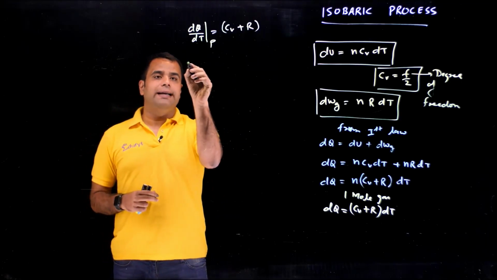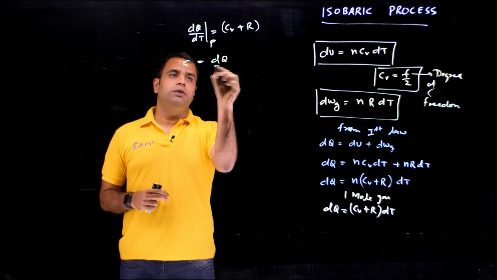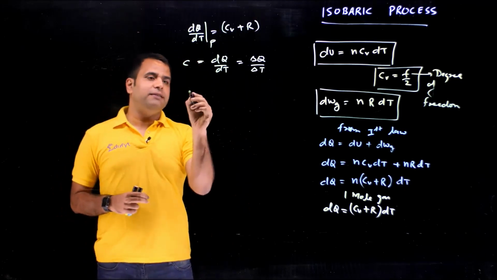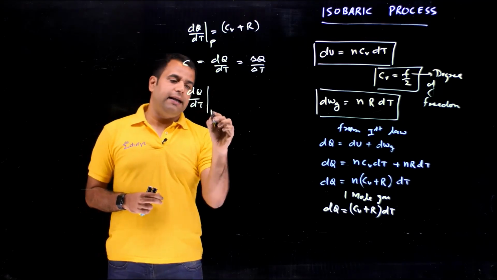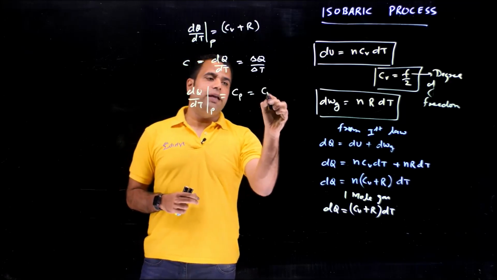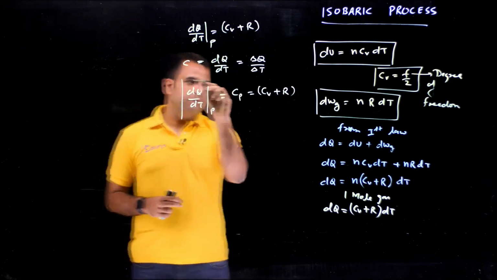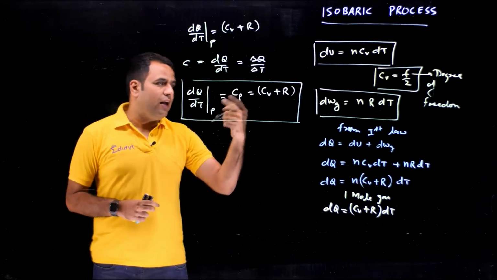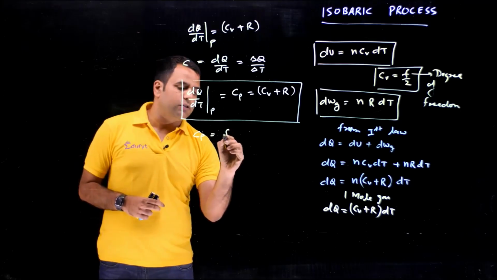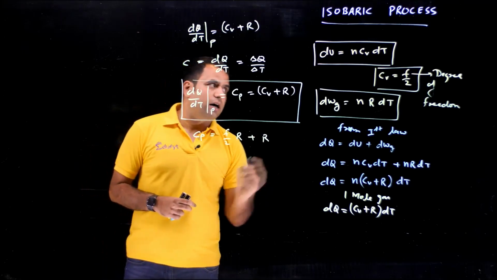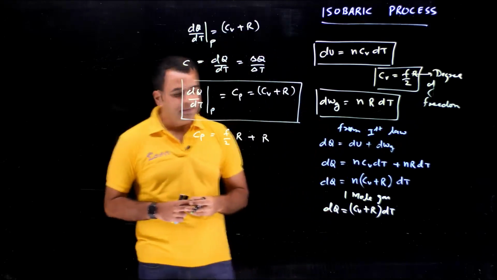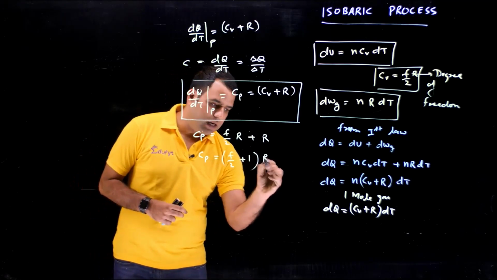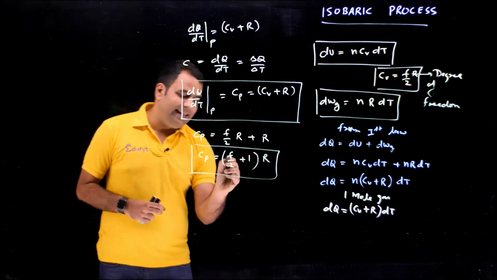So we had a formula for molar heat capacity. The molar heat capacity C was equal to dQ by dT, or we can say delta Q by delta T. So dQ by dT at constant P, we will define as Cp, and that will be equal to Cv plus R. If we write the value of Cv in terms of degree of freedom, Cp will be equal to F by 2 times R plus R. So Cp will become (F by 2 plus 1) times R, where F is degree of freedom.